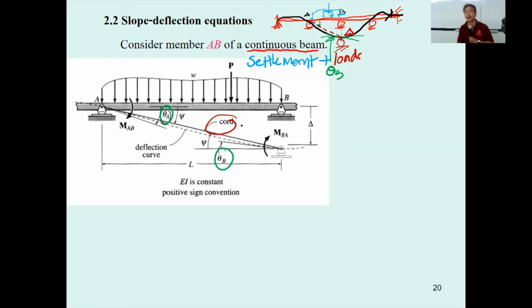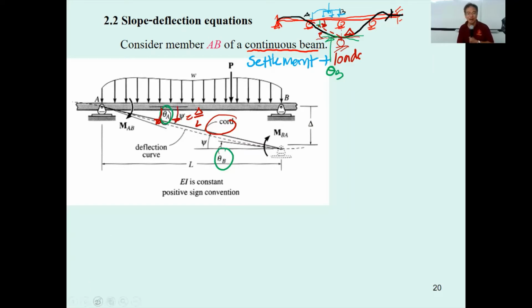This is the chord, and the chord is going to rotate based upon the horizontal line like this. That is going to be called phi, which is delta over L. All of these slopes and phi, when rotated clockwise, are positive.